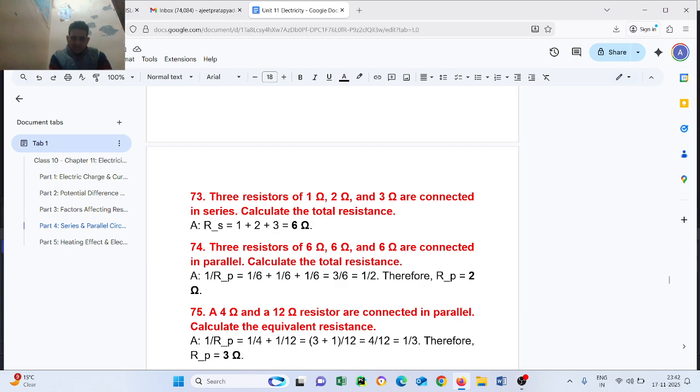Question number 73. Three resistors of 1 ohm, 2 ohm and 3 ohm are connected in series. Calculate the total resistance. Rs equal to 1 plus 2 plus 3, equal to 6 ohm.